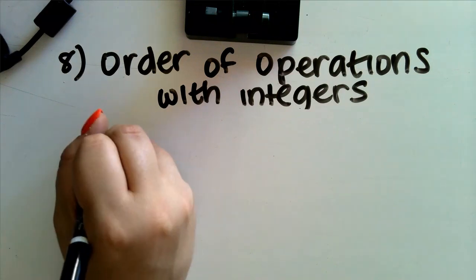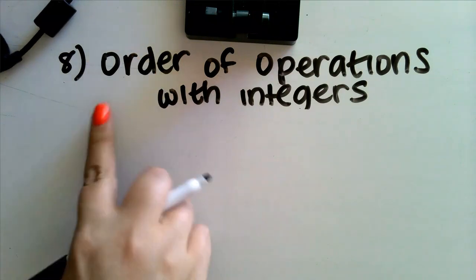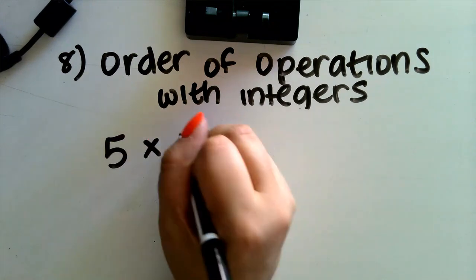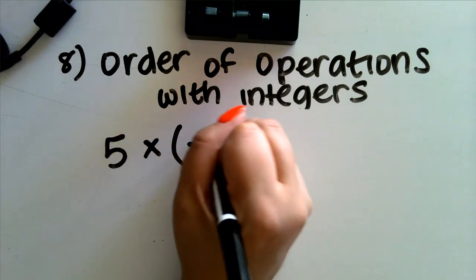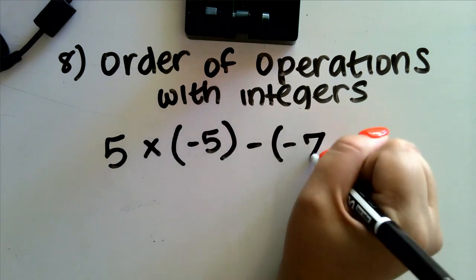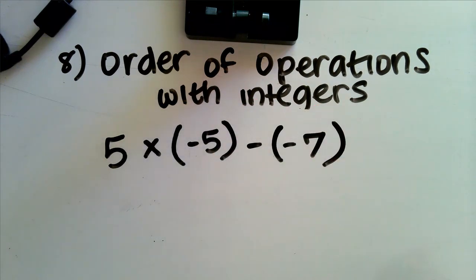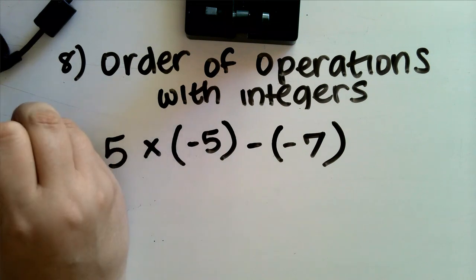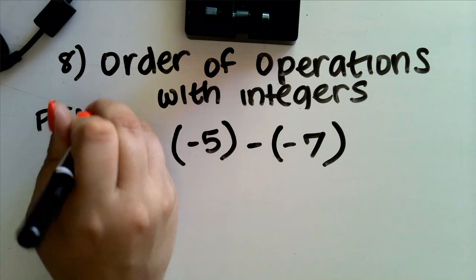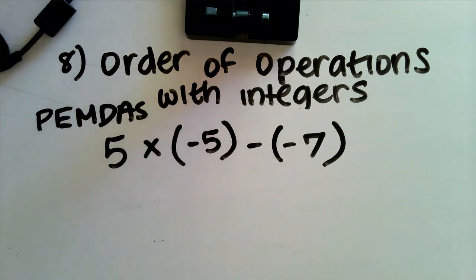The first example I want to do is going to be 5 times -5 minus -7. And before I continue, I'm just going to go ahead and write up here our order of operations in case we forget, PEMDAS. Just in case we need a quick reminder of what those mean.